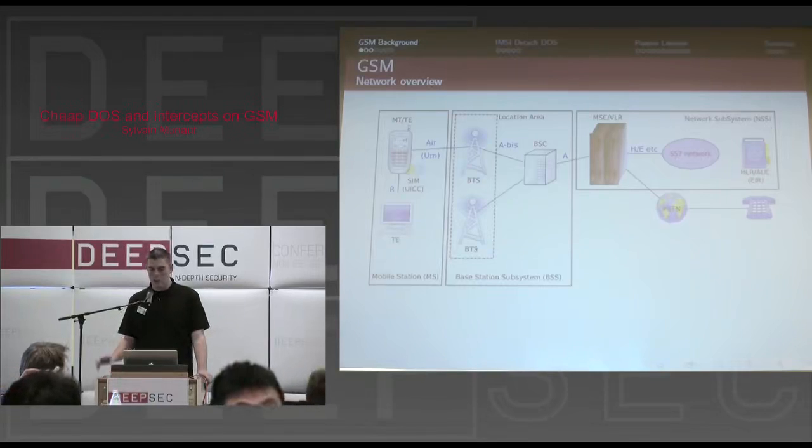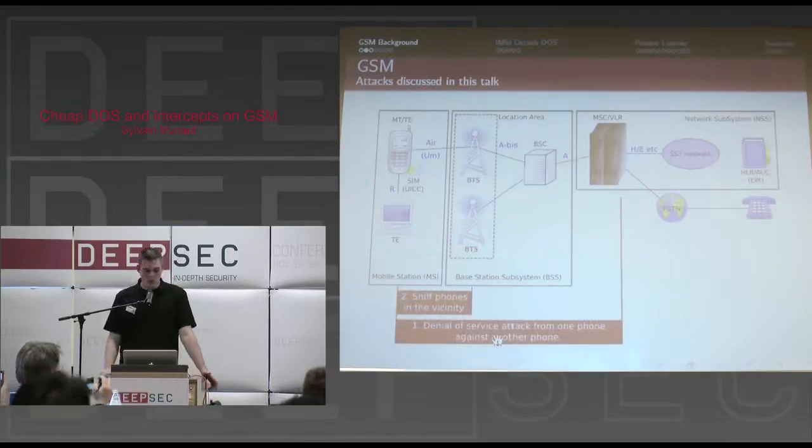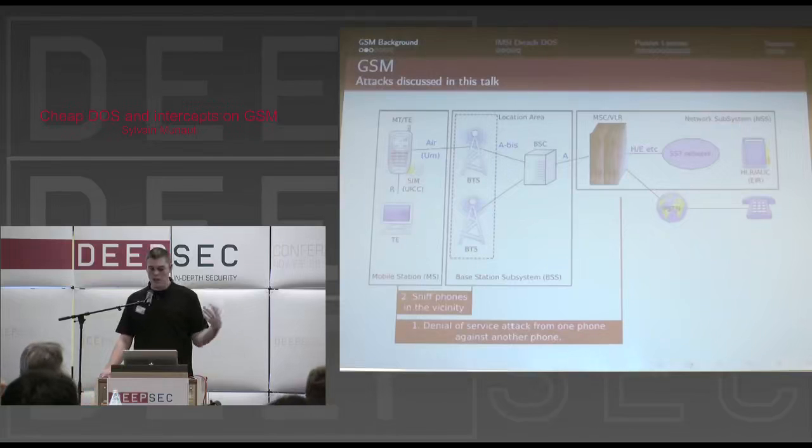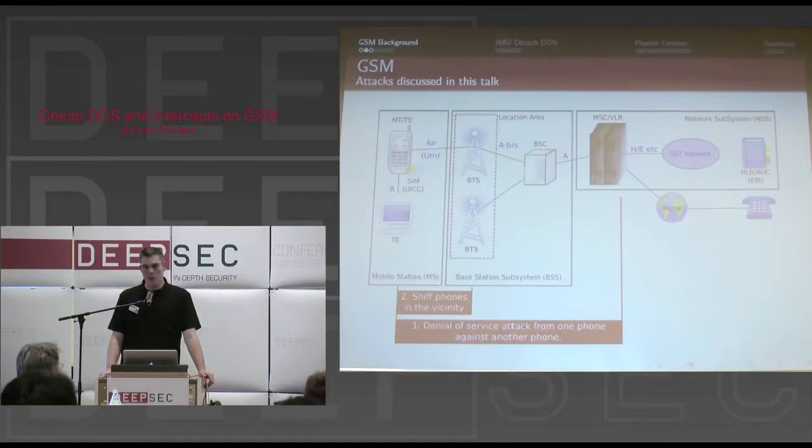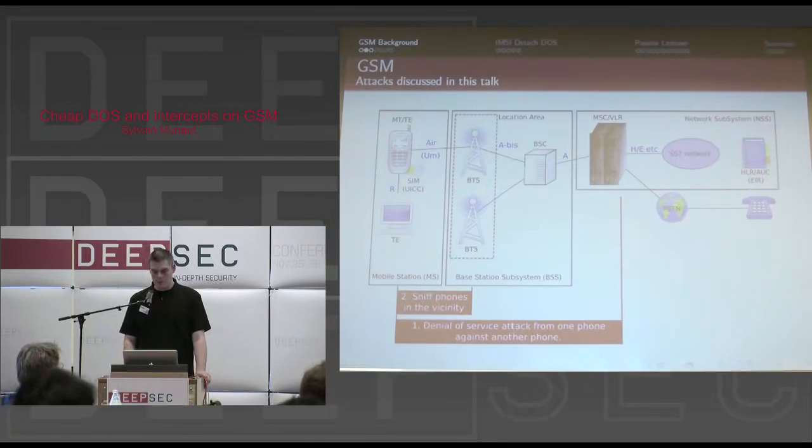And then the MSC controls several BSC. And the elements that we're interested in here: for the denial of service, we will inject packets onto the air interface, and they will go transparently up to the MSC. The BTS and BSC will just transfer them without interacting. And of course, to sniff phones in the vicinity, we'll just listen to the air interface.